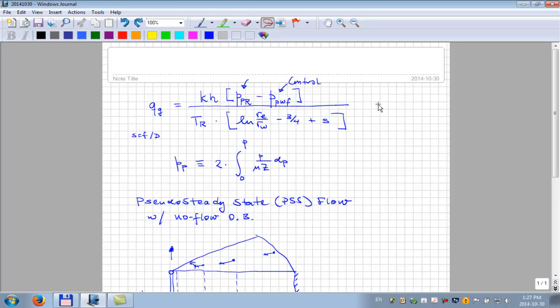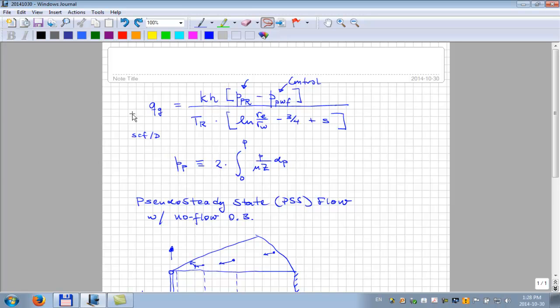In a year from now, if you keep everything constant on the right side, PWF, which we can control, KH is not going to change, temperature, log RERW, draining the same volume, we won't be making the same rate. Why not? Something has to change if we get less rate.